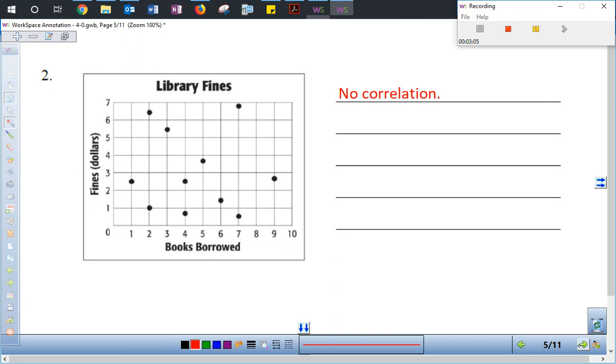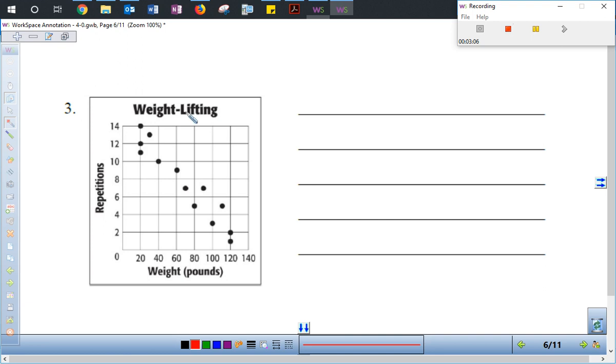On number 3, we want to compare weightlifting, so the amount of weight that you lift in pounds, to the number of repetitions that we're doing. Now if you'll notice, they're all kind of following the same general direction, and they're all kind of headed down. So that means we have a negative correlation, because they're all following the same path and it's going down from left to right.